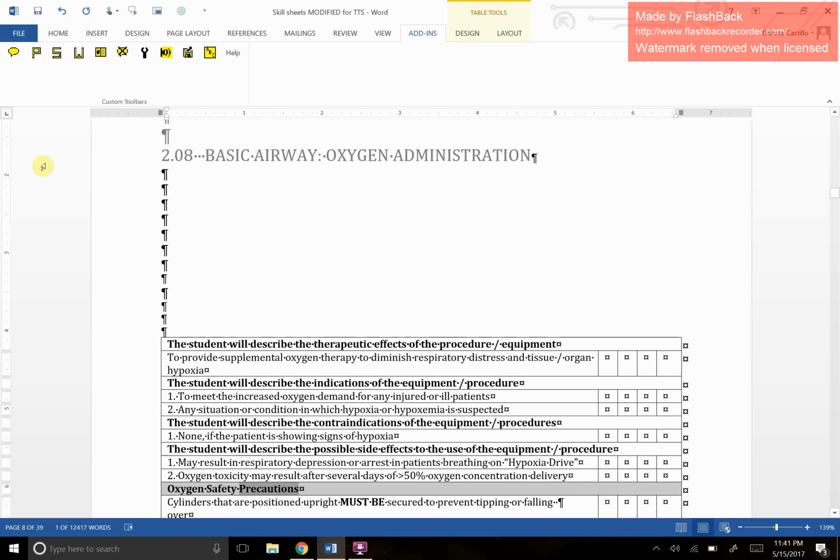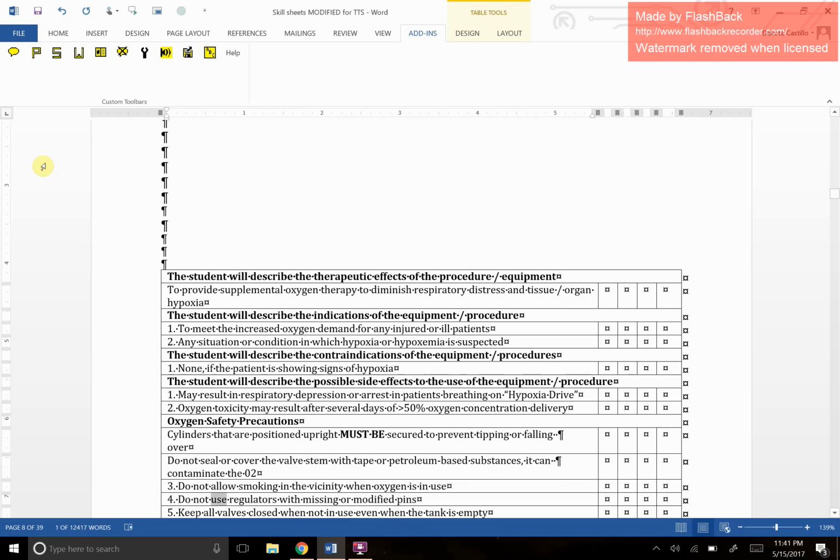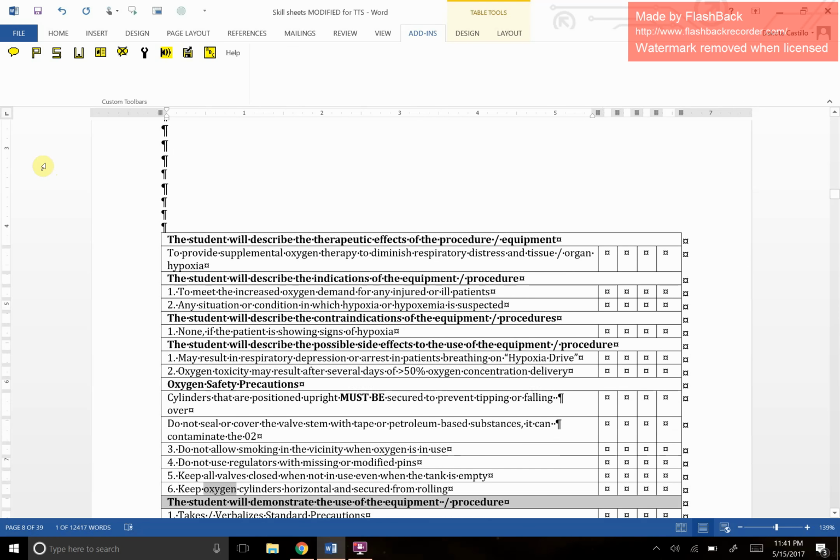Oxygen safety precautions. 1. Cylinders that are positioned upright must be secured to prevent tipping or falling over. 2. Do not seal or cover the valve stem with tape or petroleum-based substances, it can contaminate the O2. 3. Do not allow smoking in the vicinity when oxygen is in use. 4. Do not use regulators with missing or modified pins. 5. Keep all valves closed when not in use, even when the tank is empty. 6. Keep oxygen cylinders horizontal and secured from rolling.